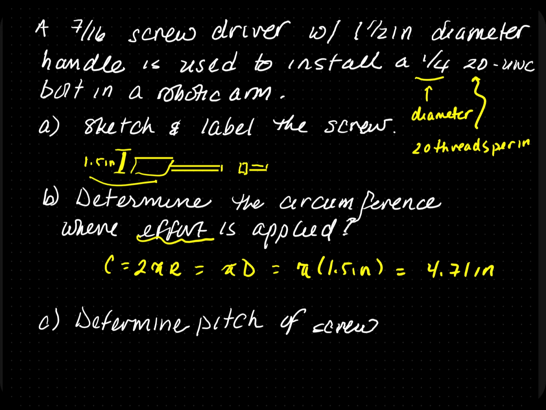C, they want you to determine the pitch of the screw. We know that it's 20 threads per inch. Pitch is going to be the reciprocal of that, so that's going to be 1/20 inch per thread. If I divide that out, this becomes 0.0500 inch. So the distance between each thread is 0.05 inch.